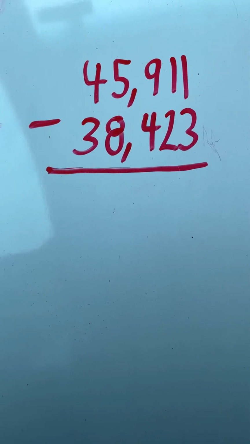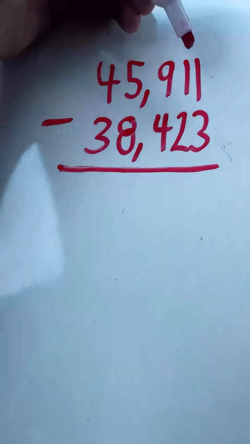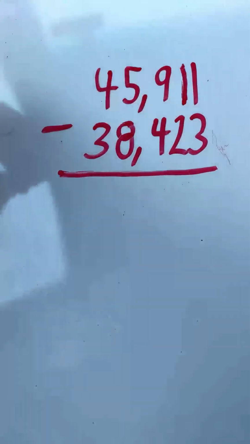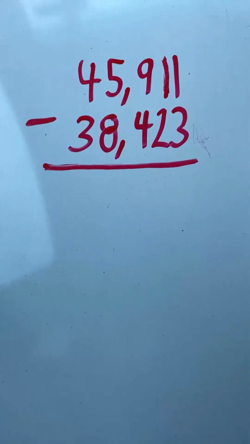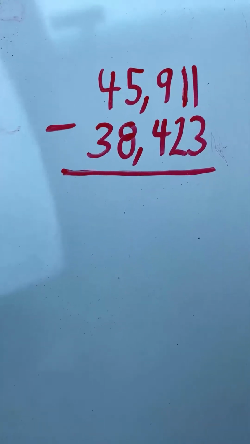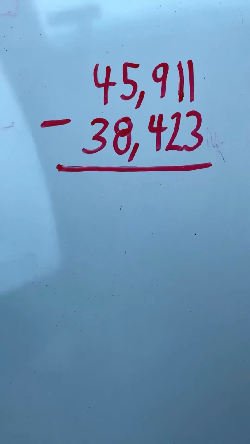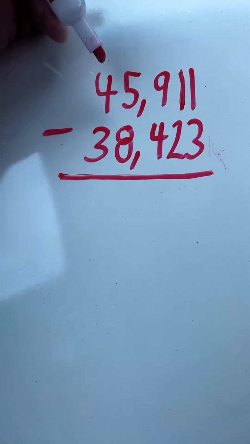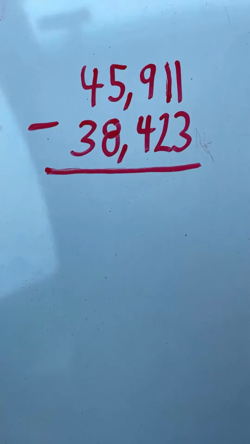45,911 minus 38,423. Let me even out the 1 here in the tens place. Legibility does matter. Alright, so before we do any subtraction, I'm going to check and see if regrouping is needed. We regroup whenever there is a bottom digit that is bigger than the top digit. We regroup from left to right, and then we subtract from right to left. I'm going to do all my regrouping before I do any subtraction.